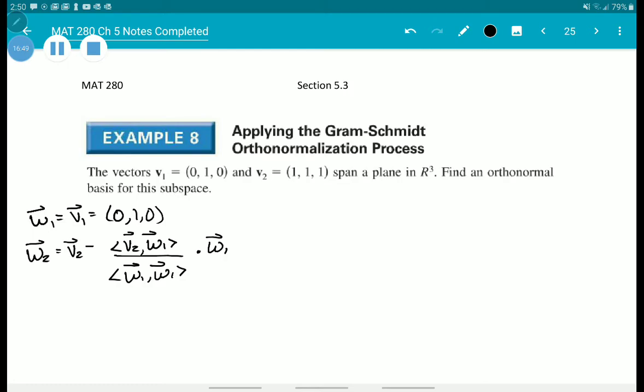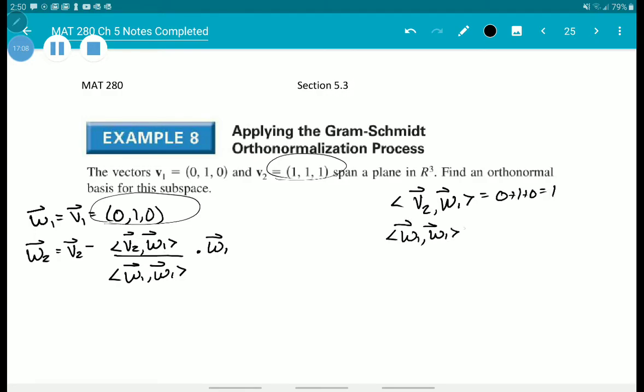So let's compute a few things, and I like to do that off to the side. Inner product of V2 with W1. So if I dot this with this, I'm going to get 0 plus 1 plus 0, which is 1. And then if I dot W1 with itself, I'm going to get 0 plus 1 plus 0, which is also 1.